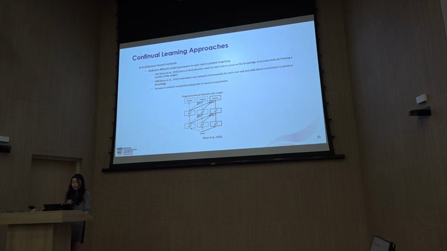Finally, we have architecture-based methods. They dedicate different model parameters to each task to prevent forgetting. So for example, HAT, hard attention to the task, learns a hard attention mask for each task to preserve the knowledge of previous tasks by freezing a portion of the weights. PNN, progressive neural networks, expands its network capacity for every incremental task and adds lateral connections to the previous knowledge. However, it will also result in increasing network complexity as well as a growth in memory requirement.